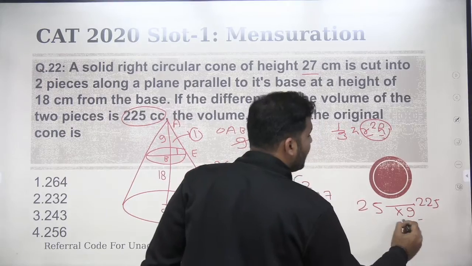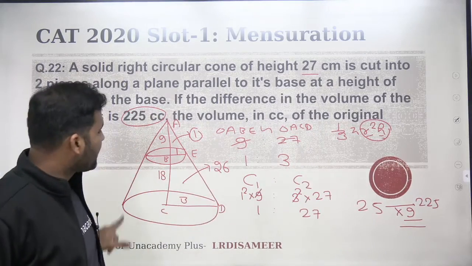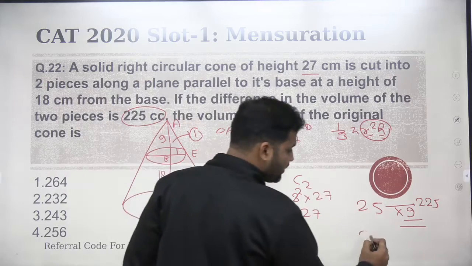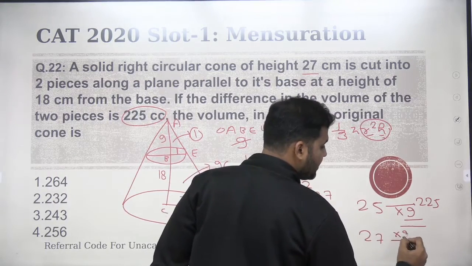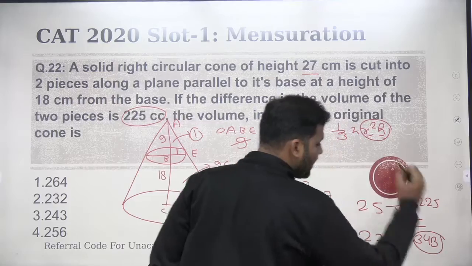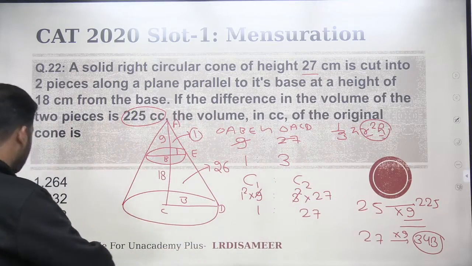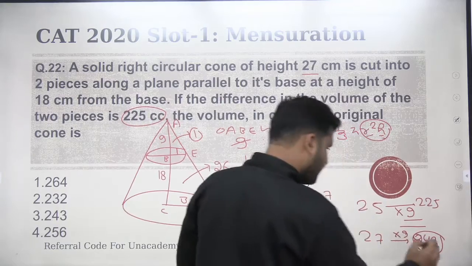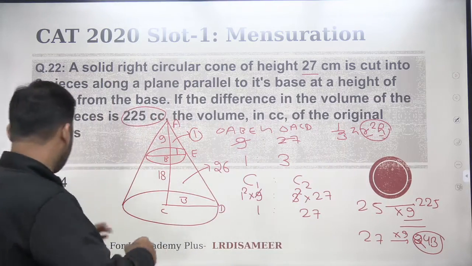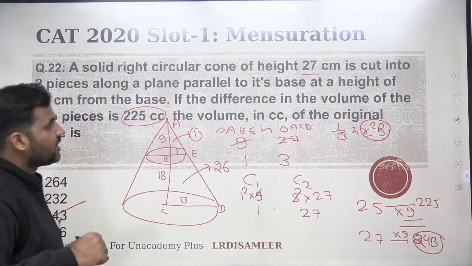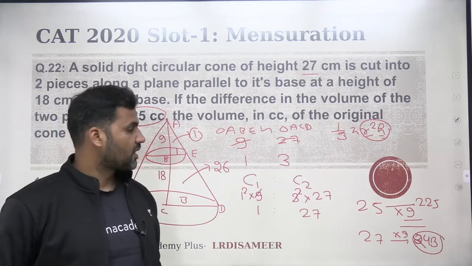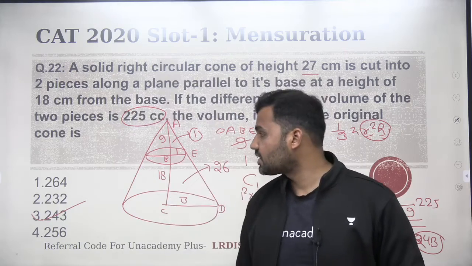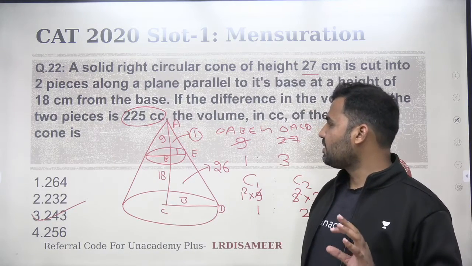Right? And we are supposed to find out the volume of the complete cone. The volume of the complete cone is 27, so this will also become 9 times 27, that is 27 into 9. The answer will be equivalent to 243. 27 into 9 would be 243, right? That's option number 3. So see, the question is very easy. You could have solved this question. This is a basic question, right?